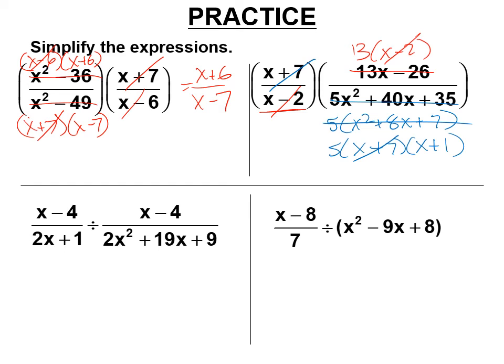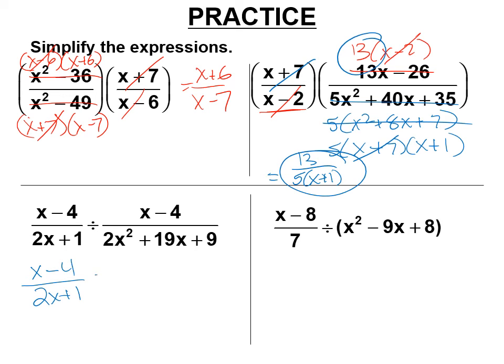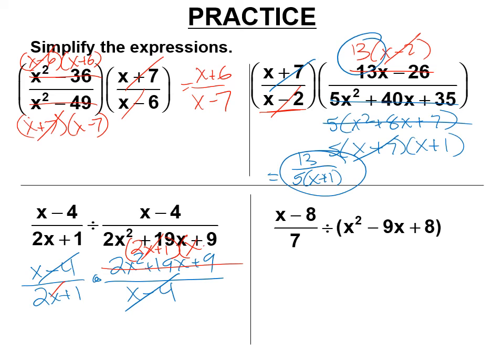X plus 7's cancel. So what do I have left on the numerator? I have this 13. That's still there. And on the bottom, I have 5 times x plus 1. Right? This we're dividing, right? So we leave the first expression the same and we multiply by the reciprocal. Right? So now we can cancel the x minus 4s. Now we're going to see if we can get a 2x plus 1 out of that. 2x plus 1 times x plus 9. Does that work? Yes, it does. So this is x plus 9 over 1, which is x plus 9.